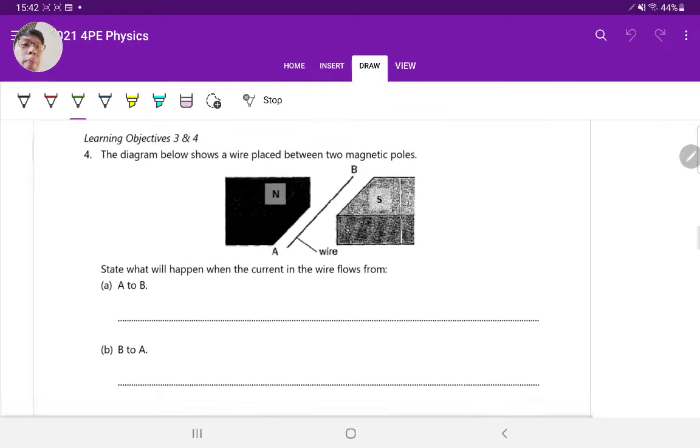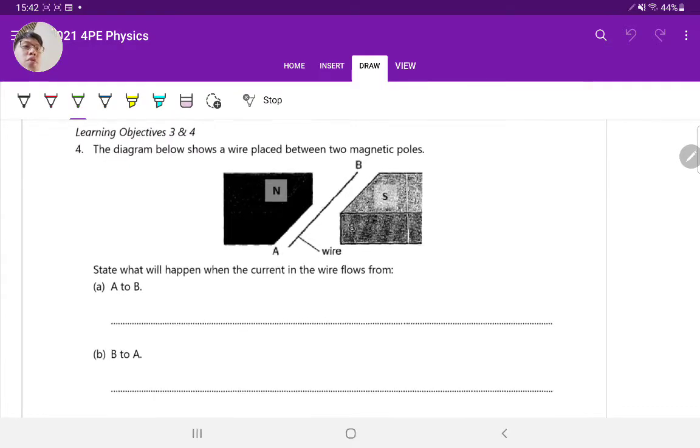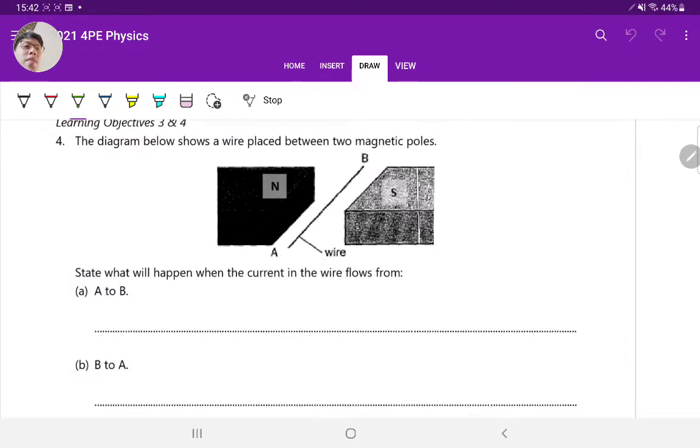Let's do question 4. So the diagram shows a wire placed between two magnetic poles. State what will happen when the current in the wire flows from A to B. Okay, please go and use Fleming's left-hand rule to see if you understand how to use it. Force, field, current. Pause the video to try yourself first.